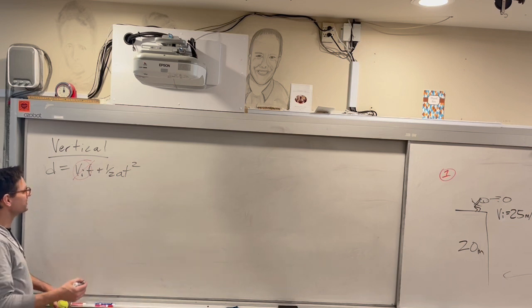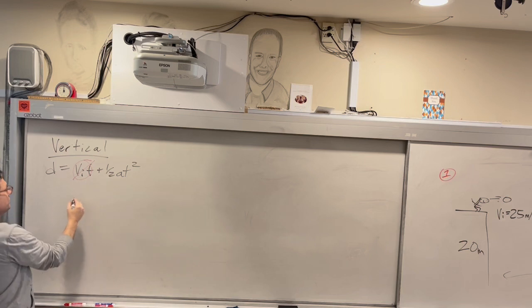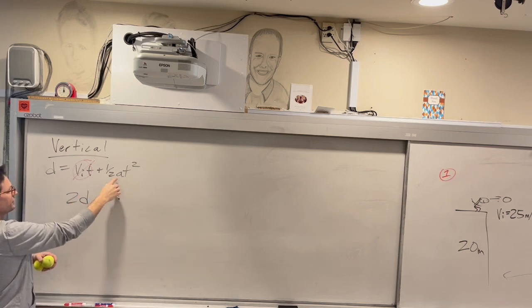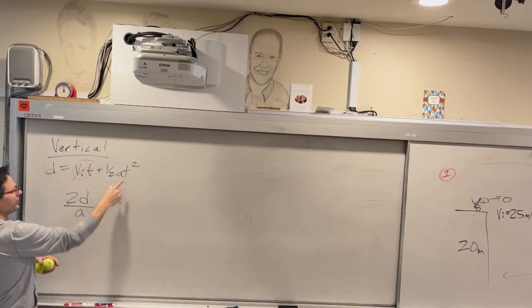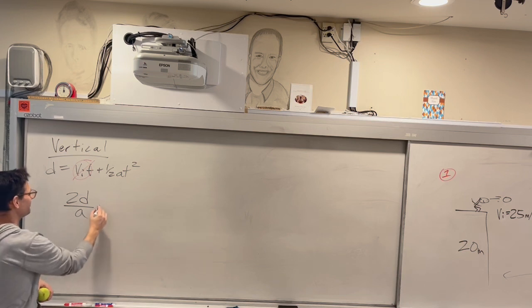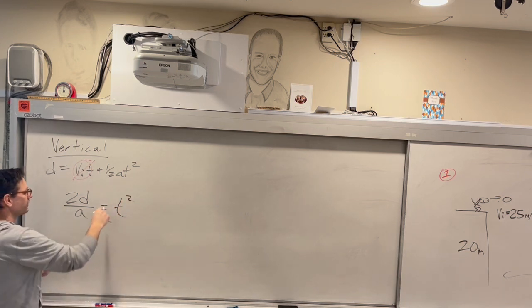How do I solve this for T? Okay, so Elaine says 2. So if I want to get rid of this, I multiply by 2, right? So I'm going to have 2D. How do I get rid of the A? Good, it's being multiplied, so I divide by A. How do I get rid of the square root? Or sorry, the square. So this would be T squared equals 2D over A, but we're going to square root both sides.